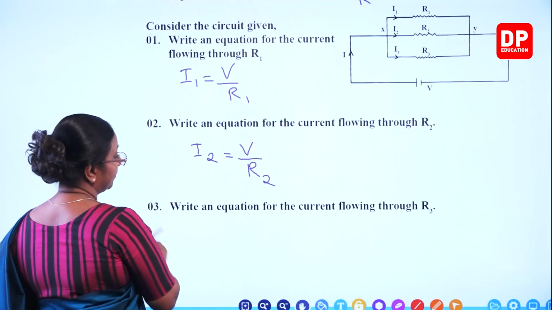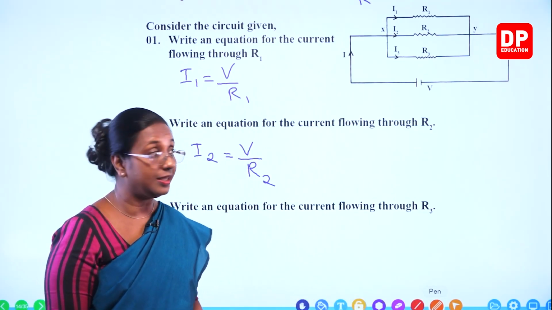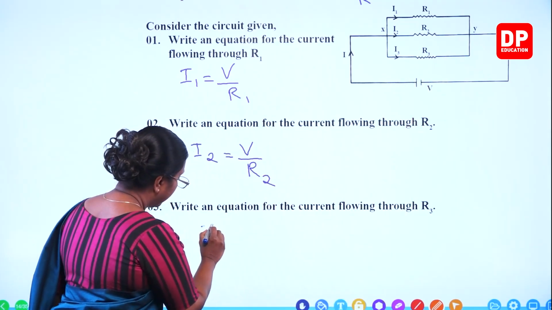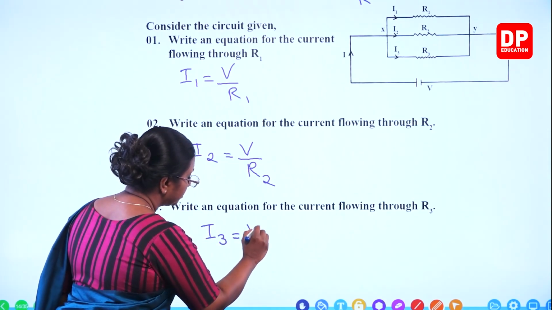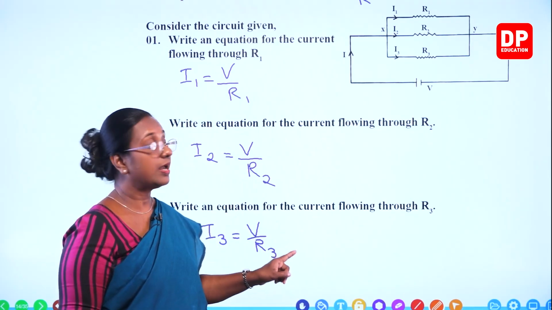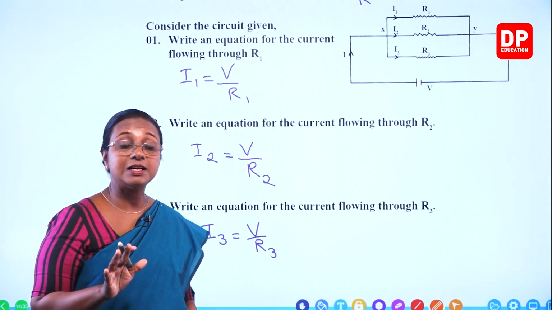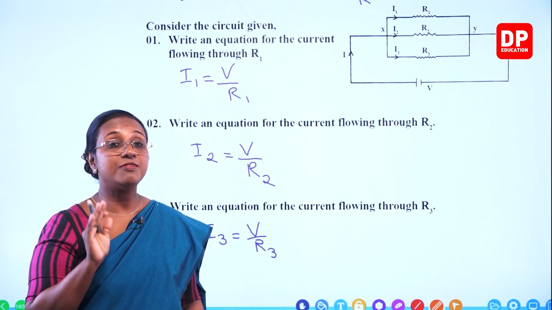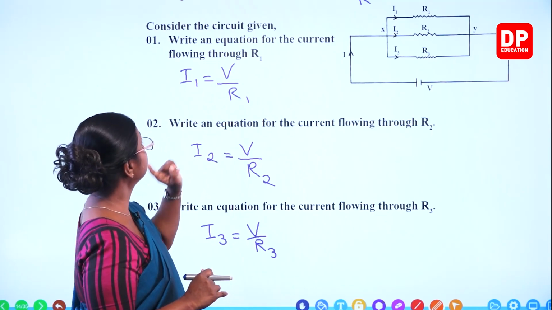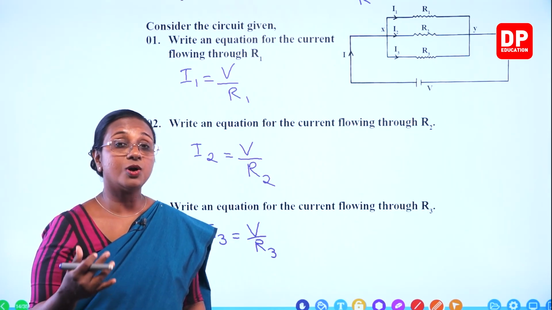Then, the third question, write an equation for the current flowing through R3. So, here you can see R3 current flow is I3. I3 will be equal to V over R3. So, in all these three, you can see, students, potential difference does not change. Always in a parallel combination of resistors, the potential difference across the resistors is the same value. But since the resistance changes, current also depends on the resistance, or current also changes.